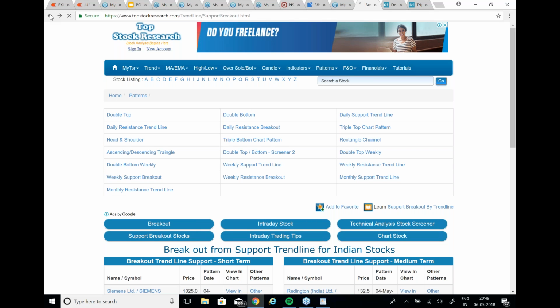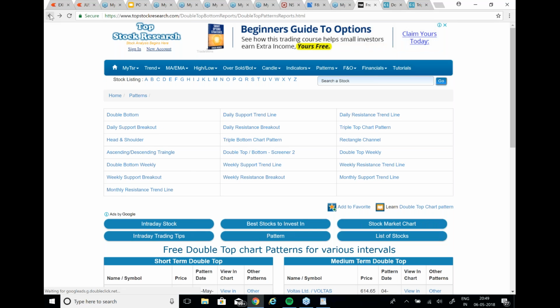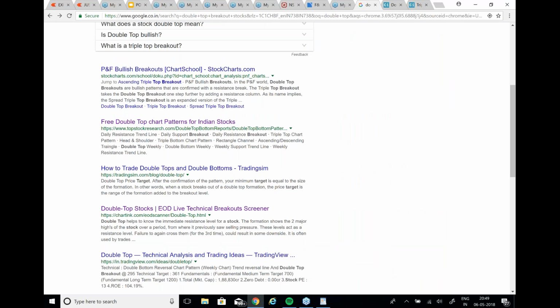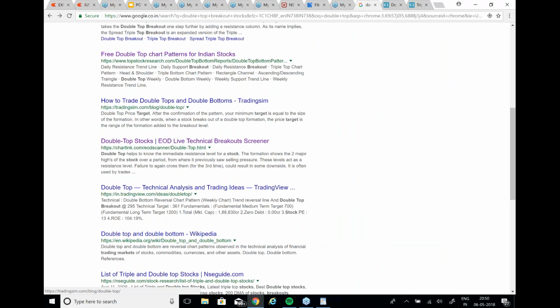You can see over here stockcharts.com, and then you have the free double top chart pattern from the top stock research. Then you have how to trade, then you have charting scanners, right? Even Money Control gives you all those patterns. Money Control also gives you these patterns. I'm somehow not able to locate it, but that also provides you the double top, double bottom, triple top, triple bottom patterns. Okay, so this is how you can trade in double top and double bottom.